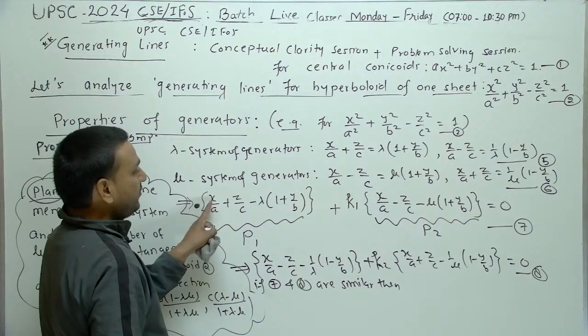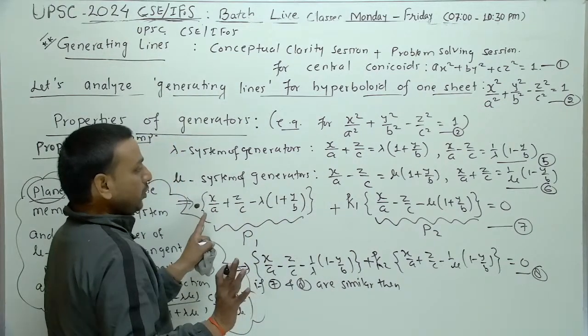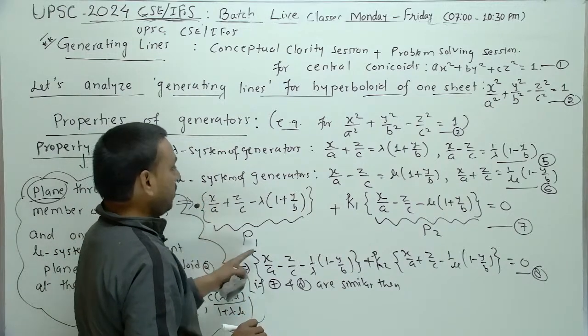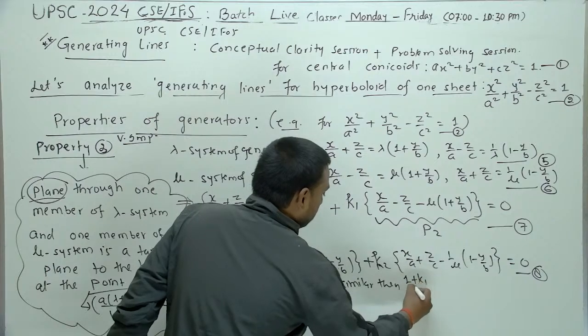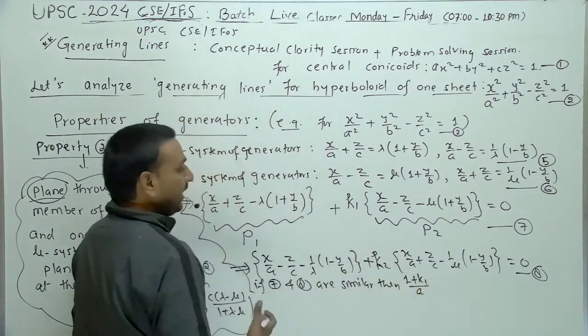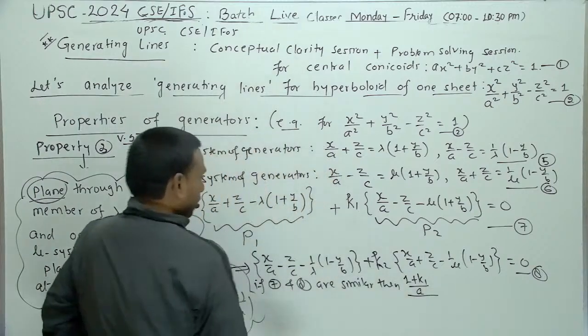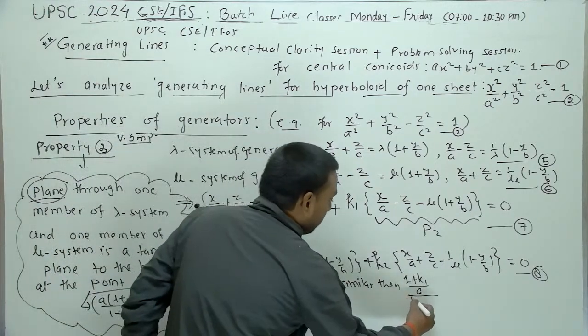So what is the coefficient of x here? Please tell me. What is the coefficient of x here? So this is 1 plus k1 upon a, right? So 1 plus k1 upon a divided by, what is the coefficient of x here? That is 1 plus k2 upon a.